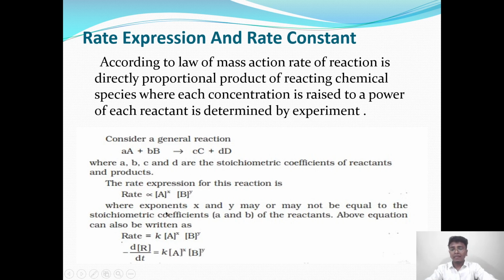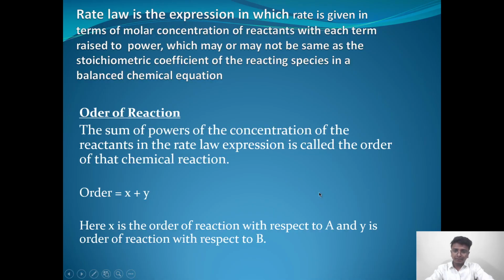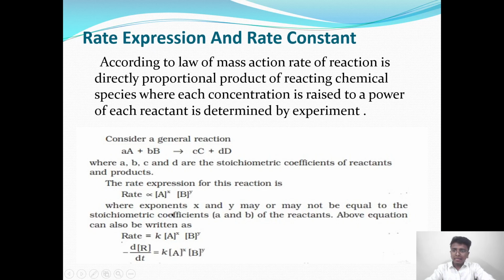Here the exponents x and y may or may not be equal to the stoichiometric coefficients a and b in the last rate law equation, as we have seen. And we have seen that whenever we try to remove the directly proportional sign, we need to add some constant so that the equation can be balanced. Then the rate is equal to k [A]^x [B]^y. Here k is the rate constant, and the rate constant depends on the catalyst and the temperature.